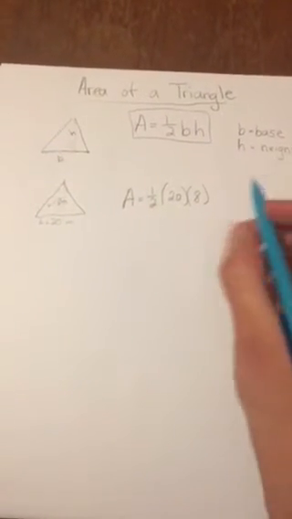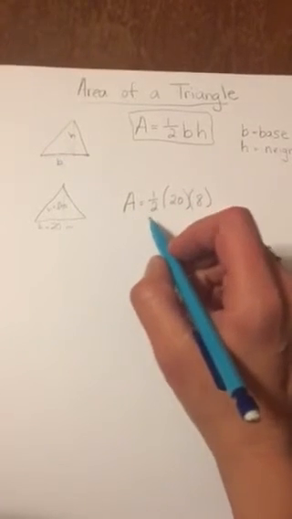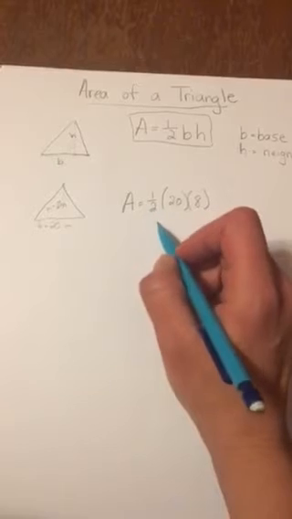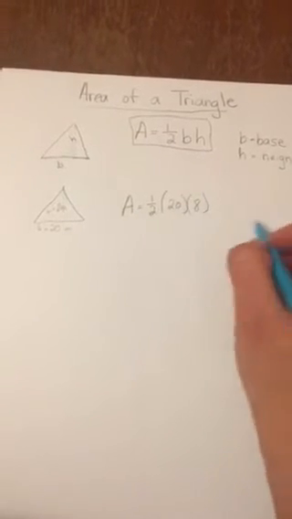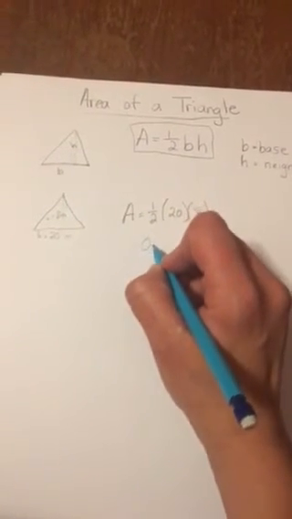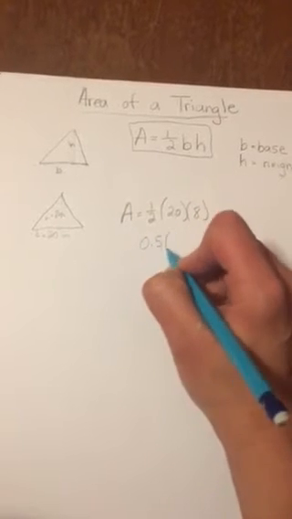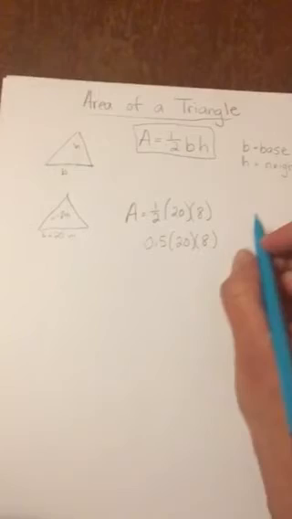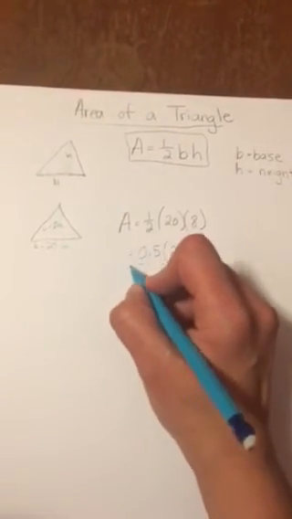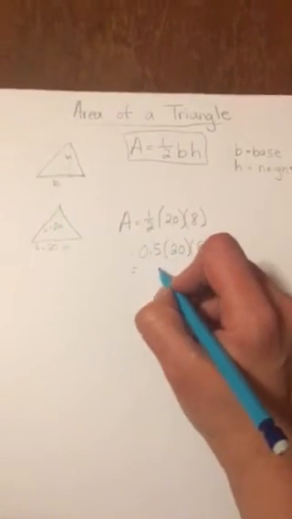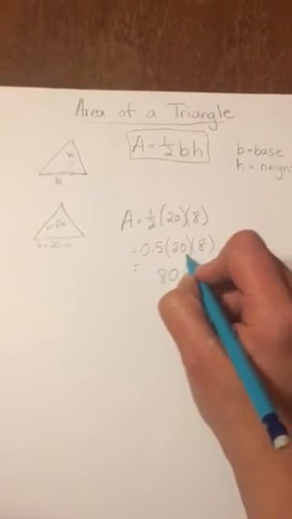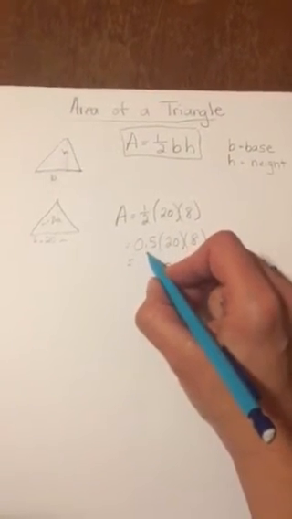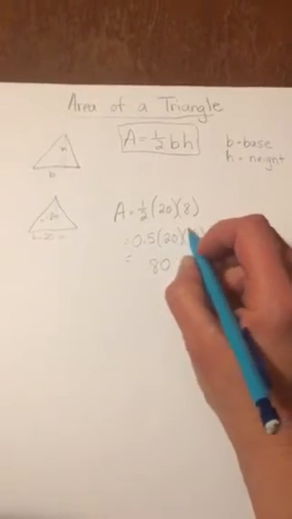Okay, so you can multiply 20 times 8 by 1/2 and go ahead and do that fraction-wise, or you can say 0.5 times 20 times 8, and you will get 80. 20 times 8 is 160, times 0.5 is 80.